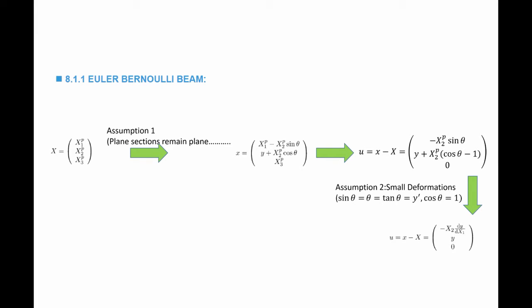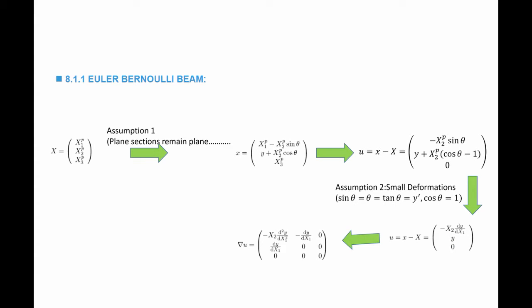The second assumption, small deformations: because we are assuming that the deformation is very small, theta was the rotation of the cross section, we can assume that the rotation is very small. Sine theta can be assumed to be equal to theta, can be assumed to equal tan theta, which is equal to y prime. Cosine theta, on the other hand, can be assumed to be equal to 1. And in that case, the displacement after using these assumptions will be equal to x minus X, and we're going to be left with only, in the horizontal component, negative x2 sine theta. Sine theta is equal to y prime, which is dy by dx1. Cosine theta is equal to 1, so this cancels that, and I'm only left with y.